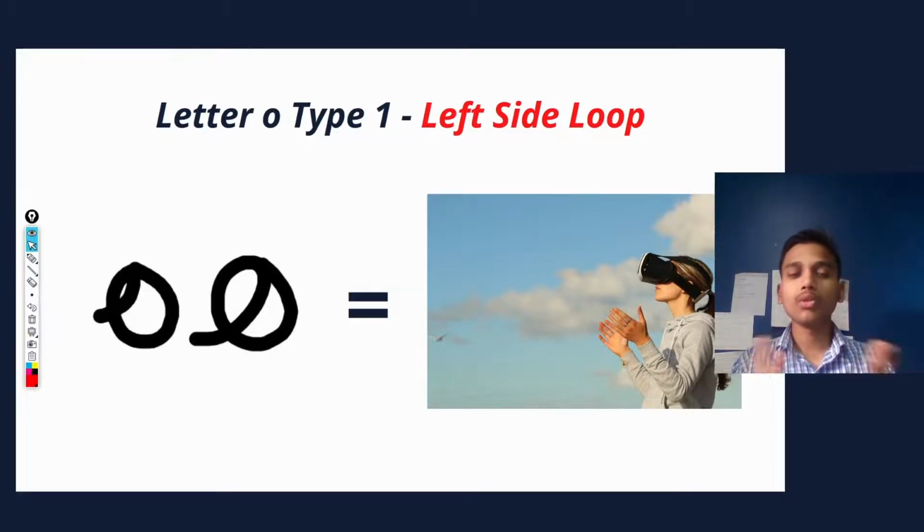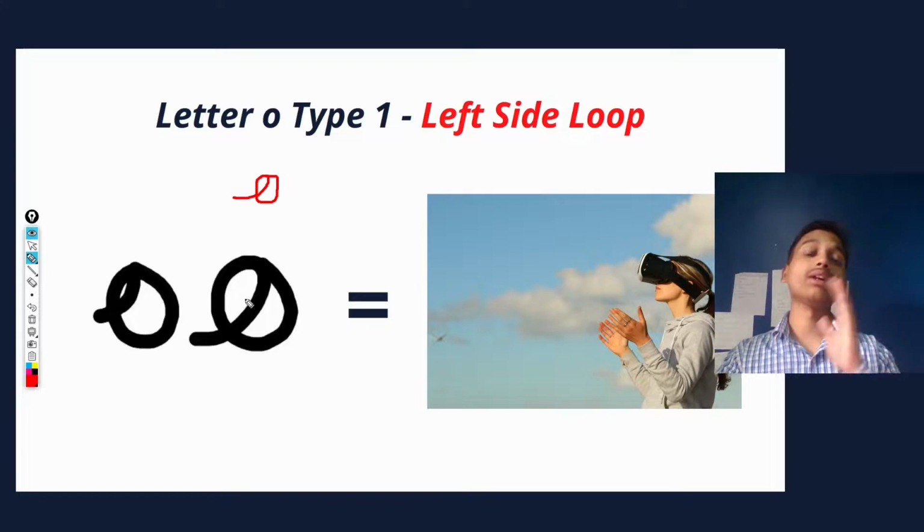Okay, so how to find this particular trait? It's very simple. You just have to look at letter O. If any letter O has a left side loop, here you can see, then the writer falls under this category. As simple as that.